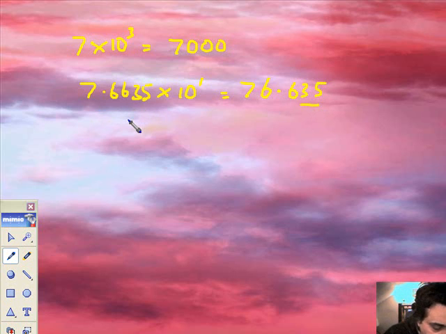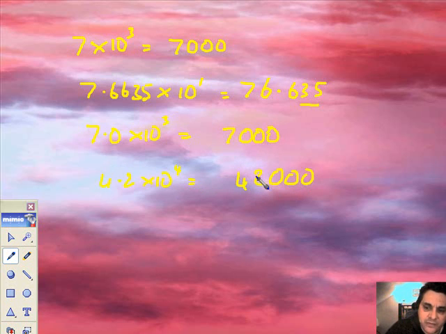Then I've got this one, 7.0 times 10 to the power of 3. Well, that just means multiply by 10, 10, 10, so that's going to be 7,000. Okay, just check it. 1, 2, 3, yep, that's 3 places. I've got 4.2 times 10 to the power of 4. Let me write my 42 for now. So I'm going to go once, 2, 3, 4. Check it again. 1, 2, 3, 4. That works. 42,000. That's correct.